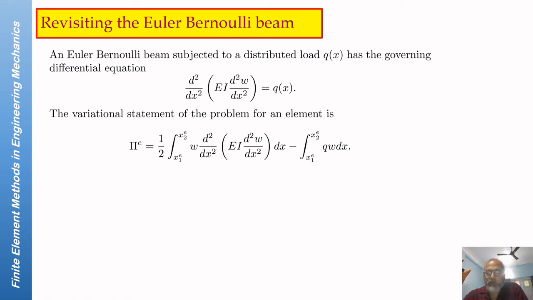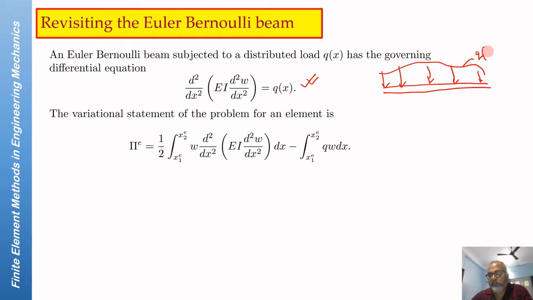Now let us try this out for the Euler-Bernoulli beam. Remember, the governing equation for the Euler-Bernoulli beam is this, where Qx is the transverse load, and W is the vertical displacement. So if it bends into a shape like this, this is Wx, where this is the x direction. So this is the story of the Euler-Bernoulli beam. This is the governing differential equation.